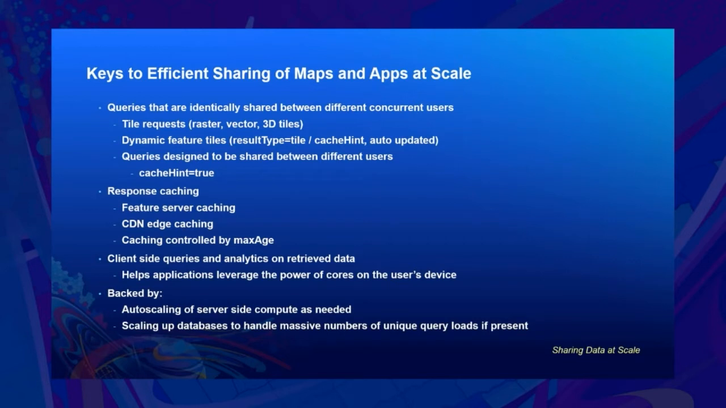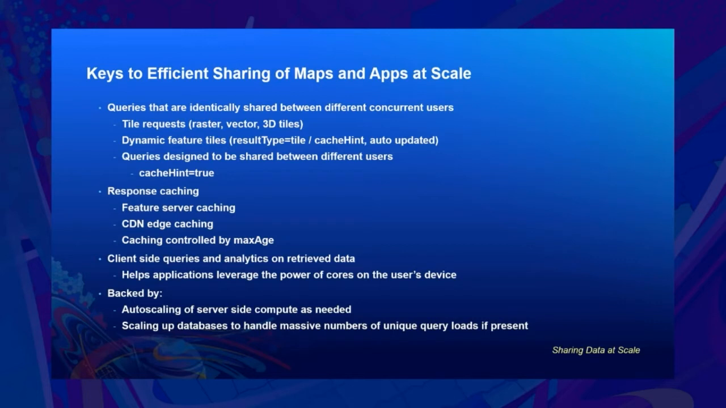So what is a dynamic feature tile? It's basically a kind of query that has a parameter of result type equal tile, and all it is, is that the client is tiling the space according to a tiling scheme. So if you query with some extent, it finds all the tiles that intersect that extent and only sends those tiles to the feature service, simultaneously, as feature service queries.